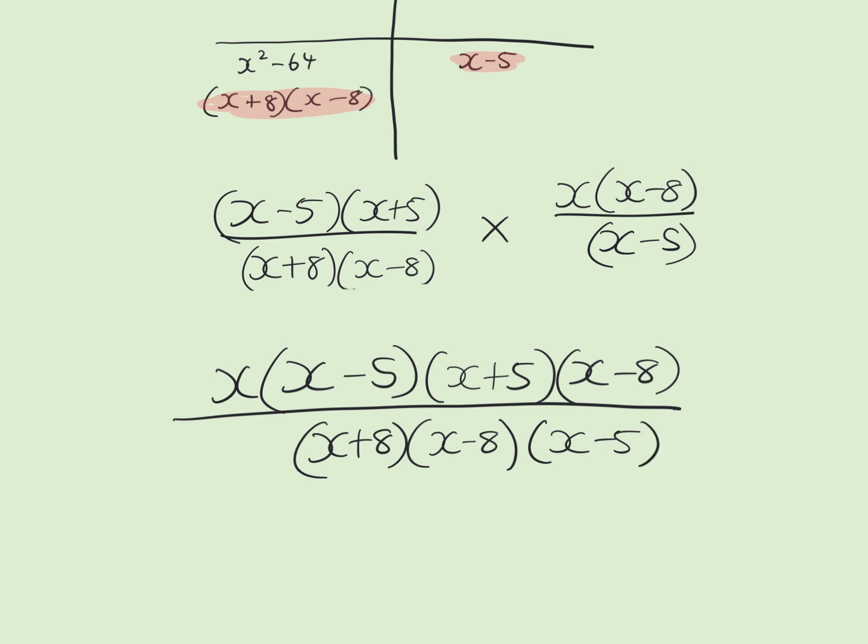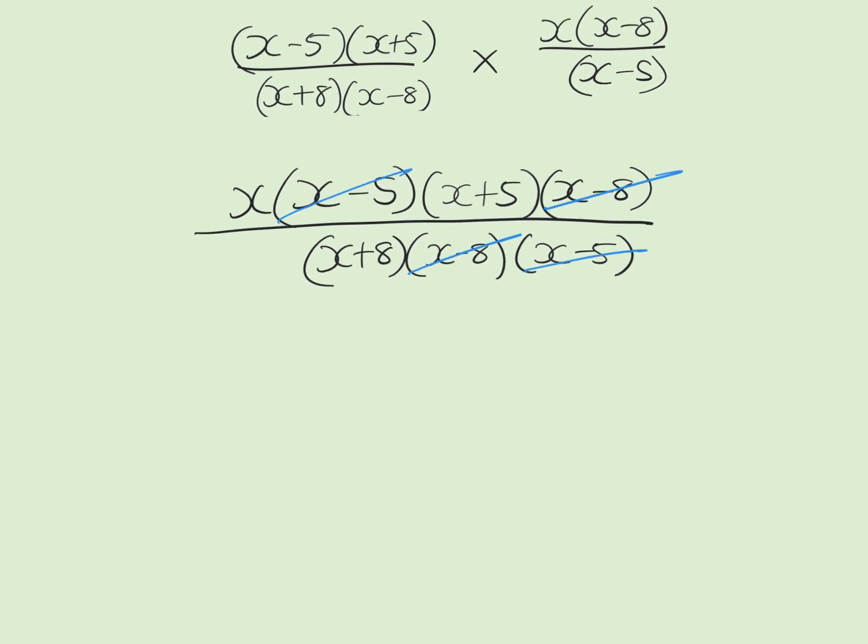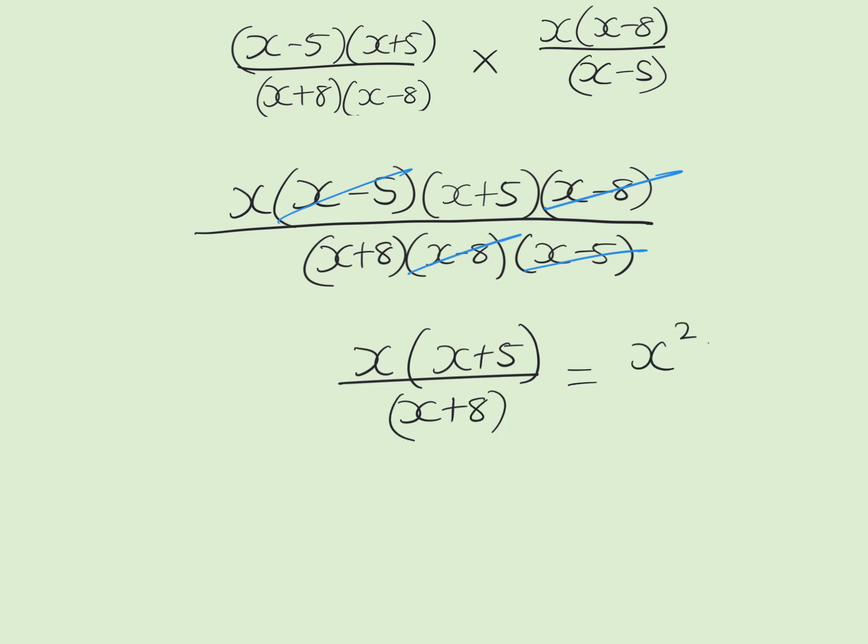Now we're going to have a little look and see is there anything we can cancel. So again, I can see that there's an x minus 5 here, x minus 5 here. They can cancel. We can only cancel things that are products. I see that I have an x minus 8 here, an x minus 8 here. So what I'm going to be left with then for this is x times x plus 5 all over x plus 8. And I'm just going to simplify that. So it's going to give me x squared plus 5x all over x plus 8. And that's my final answer.